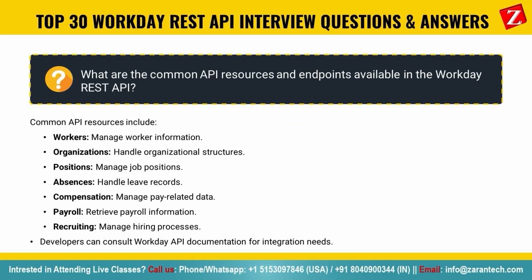What are the common API resources and endpoints available in the Workday REST API? Workday's REST API provides a range of resources and endpoints to interact with various aspects of the platform. Let's break down some of the key ones, shall we? Firstly, we have the workers resource. This allows developers to manage worker information such as personal details, employment history, and job assignments. For example, you can use this endpoint to retrieve details about an employee's position or update their contact information.